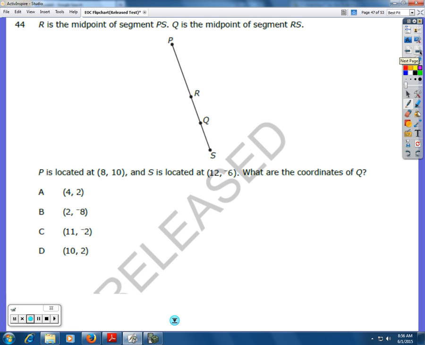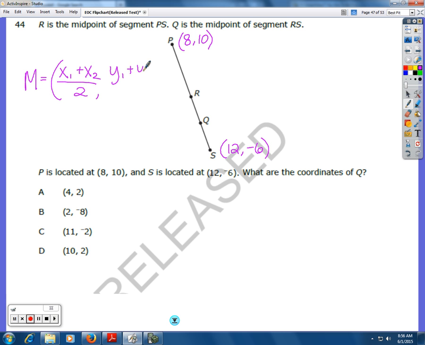All right, R is the midpoint of segment PS, Q is the midpoint of segment RS, and then it gives us a diagram. It tells us where P and S are located, and then it wants to know the coordinates of Q. So first I'm going to write down P, we have 8 and 10, and then S is 12 and negative 6. We know that R is the midpoint of PS, and then Q is the midpoint of RS. And they want to know Q. So first, we're going to use our midpoint formula to figure out what R is. And then we'll use our midpoint formula again to figure out what Q is.